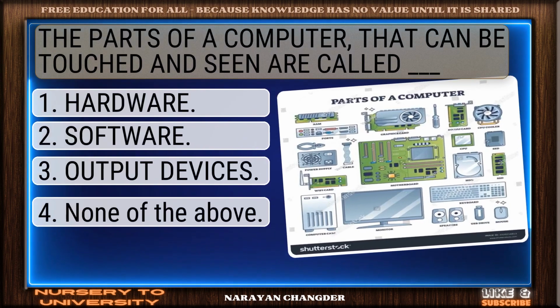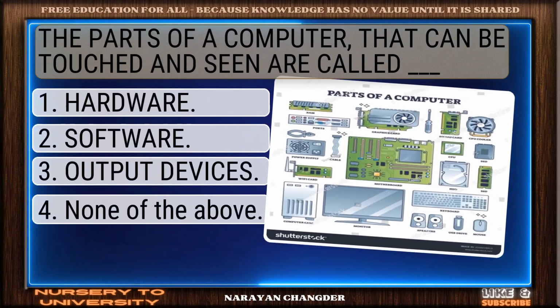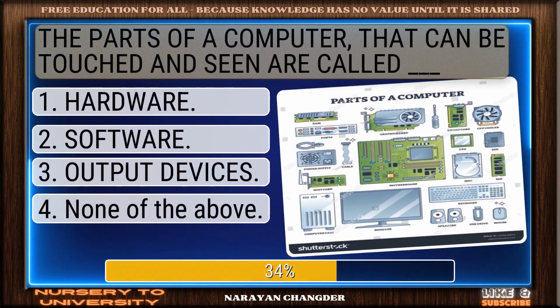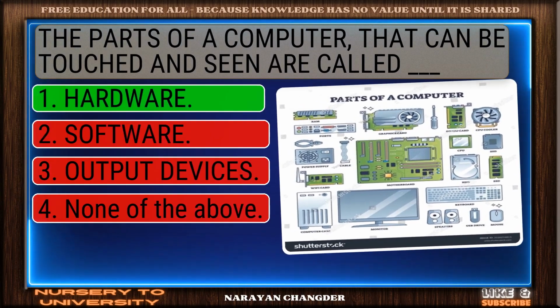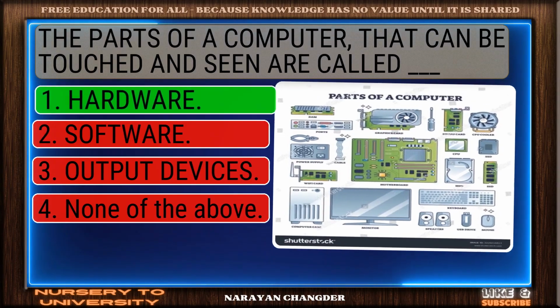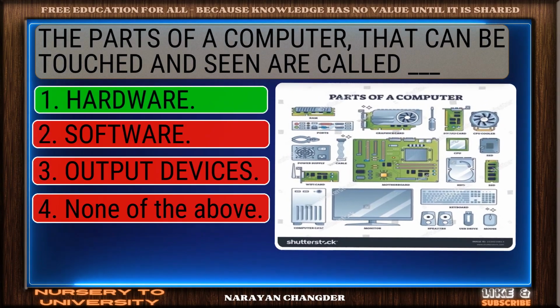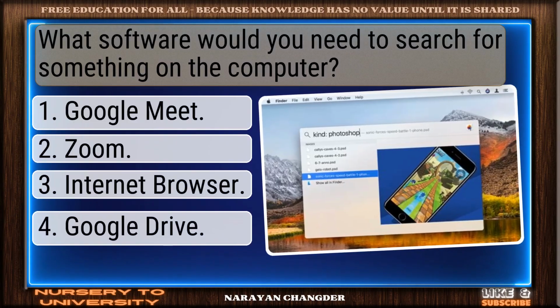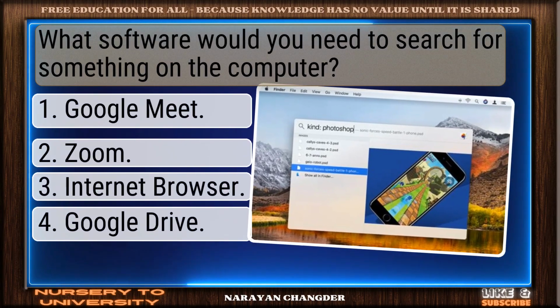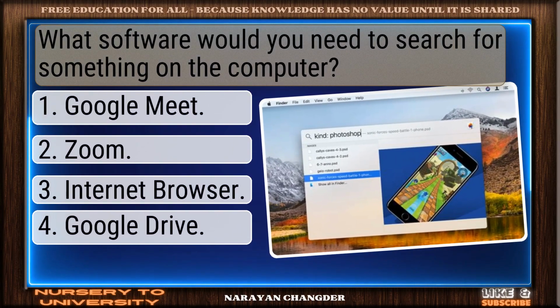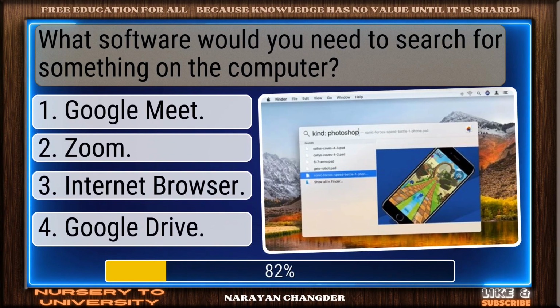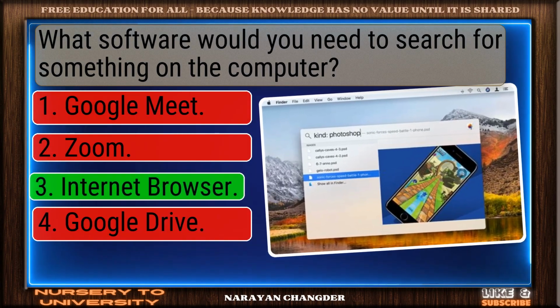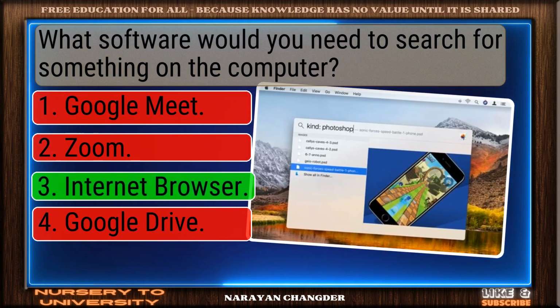The parts of a computer that can be touched and seen are called dash. Sharp thinking. Hardware is the right choice. What software would you need to search for something on the computer? You got it. Your choice, internet browser, is right.